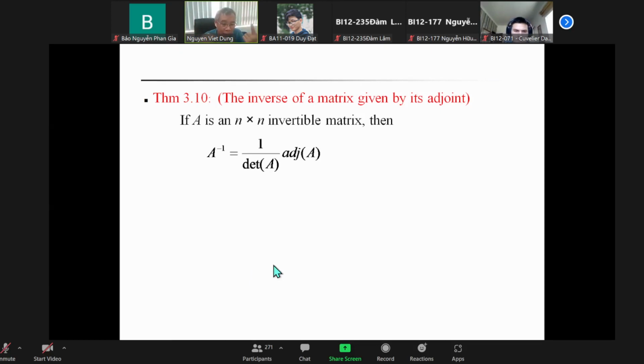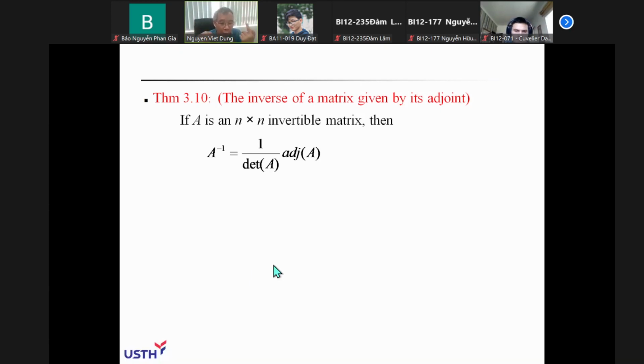The first one is that you apply the Gauss-Jordan elimination to find A inverse. And the second way is that now we have A inverse to be 1 over determinant of A multiplied by the adjoint matrix of A. And of course, here you need to compute the adjoint matrix of A. And in some cases, it is very easy.